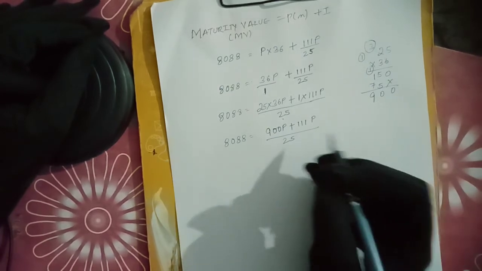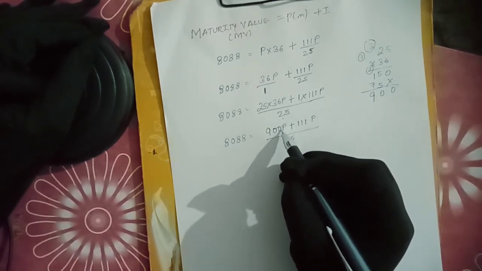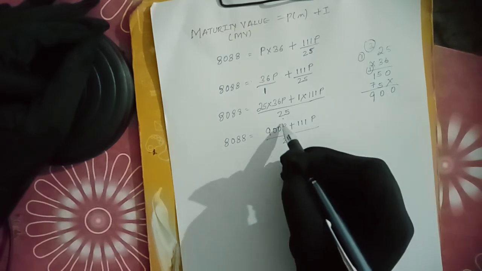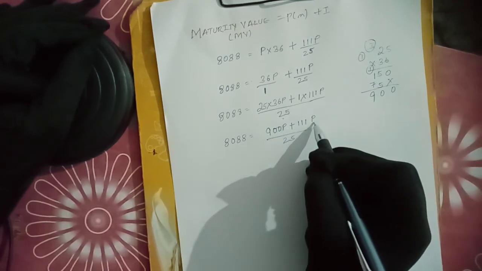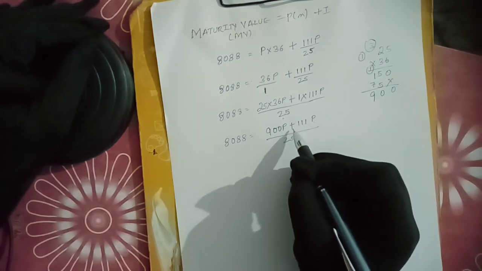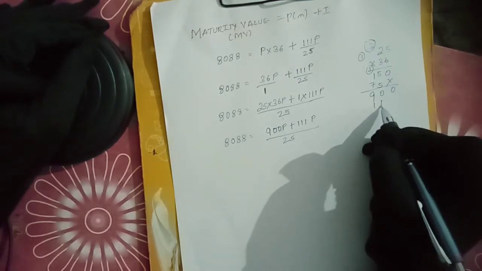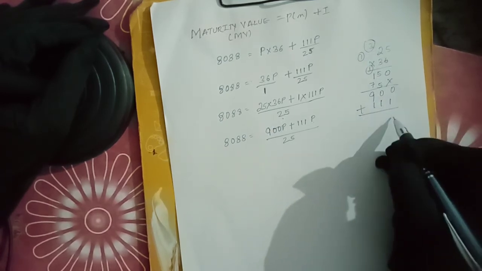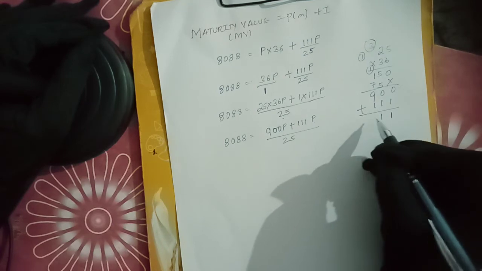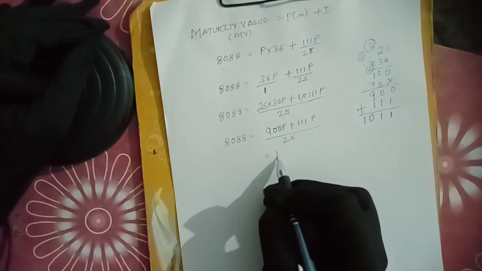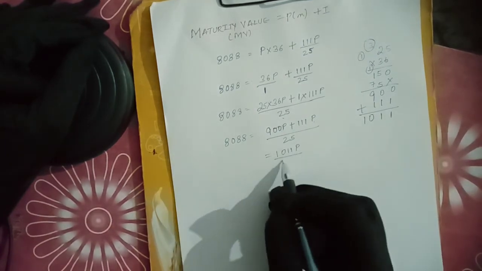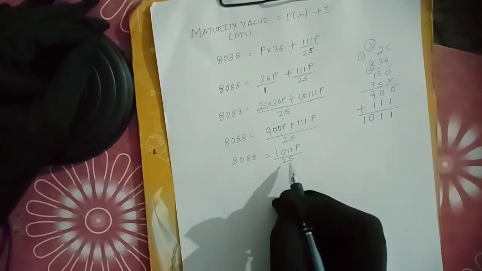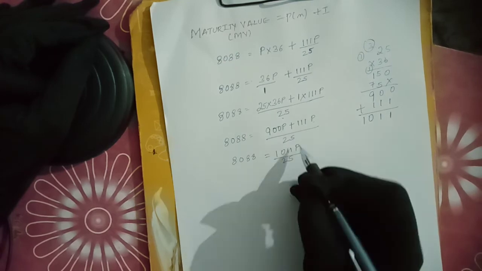And one thing we must know is that since the variables in these numbers are matching, they are the same, right? This one is also P and this one is also P. So in that case, since it's getting added, we can add them, because the variable is the same in both the numbers. So when we add this, it would be 900 plus 111, which is 1011P by 25, equal to 8088.